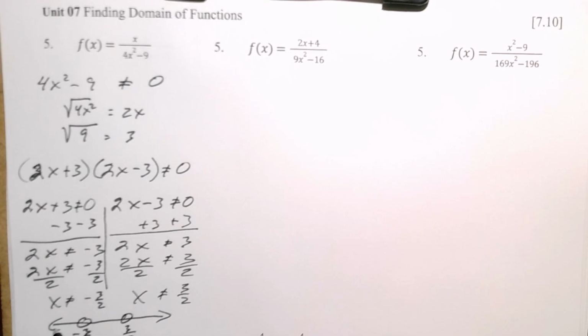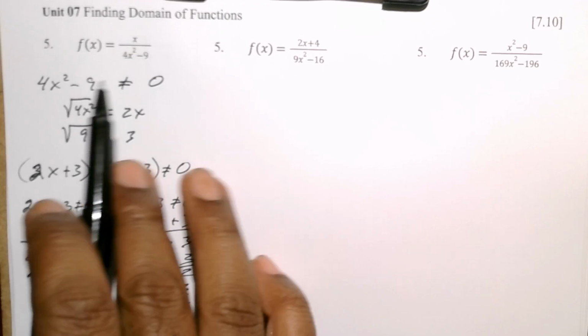But we can use any number here on the left. So the domain, we can have negative infinity to negative 3 halves without using 3 halves. And we can use anything in any number between, which is from negative 3 halves to positive 3 halves. And we can use anything to the right of positive 3 halves, which is 3 halves to positive infinity. And this will be our domain for this function.